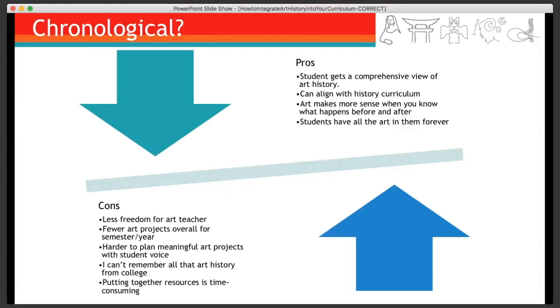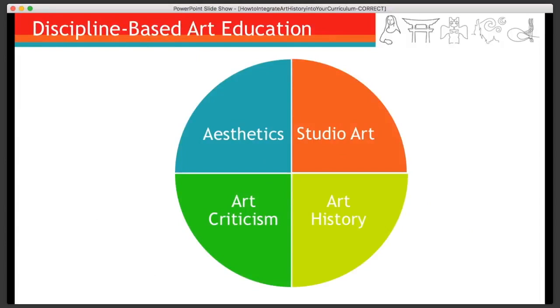So, if you're wanting to do a more chronological approach for art history, there are pros and cons with it. And that's why the next ideas are going to be more smaller scale. So I'm actually going to skip ahead that slide.